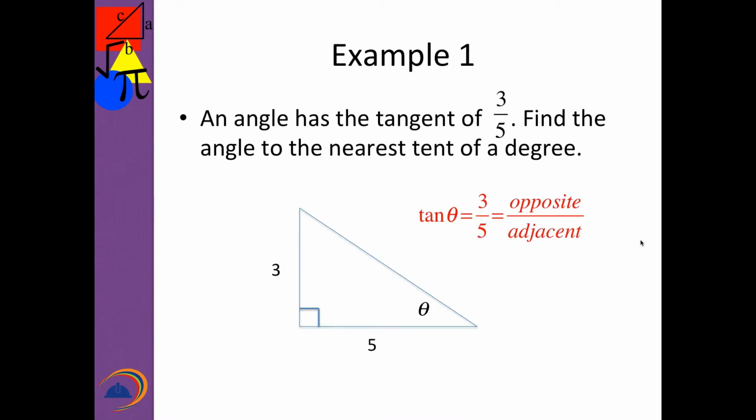Welcome back. Now here's an example. I've drawn a picture, and I want to find out the angle to the nearest degree. So the first thing I do is decide, it says in the problem it has a tangent of 3/5. So I drew the right triangle. I remember tangent is opposite over adjacent. So the opposite side I labeled 3, the adjacent side I labeled 5. And I drew out a picture just to make it a little more visual for you.